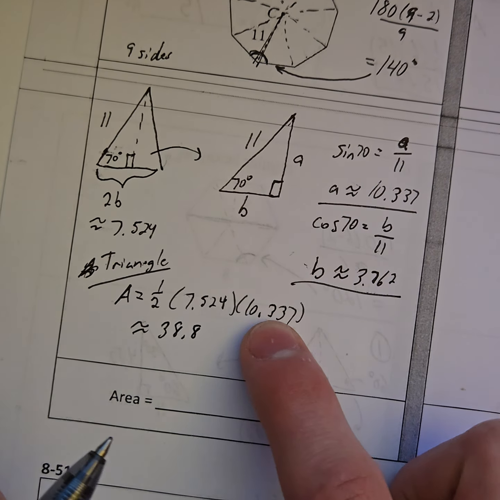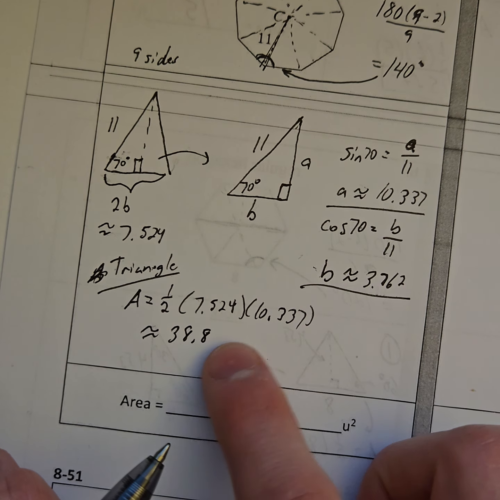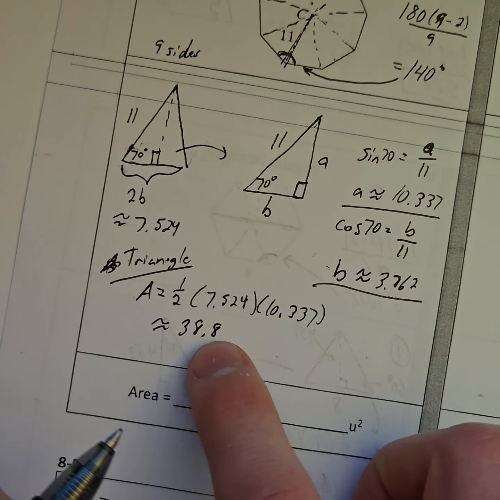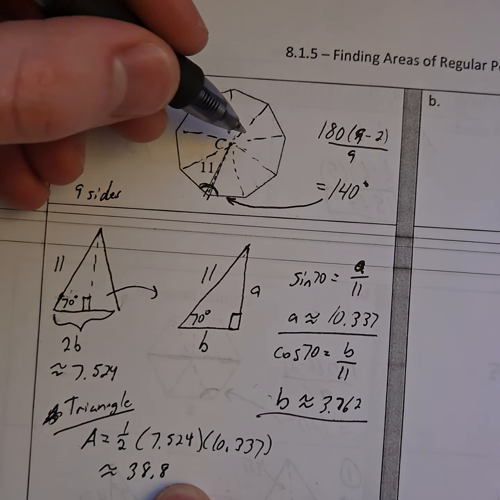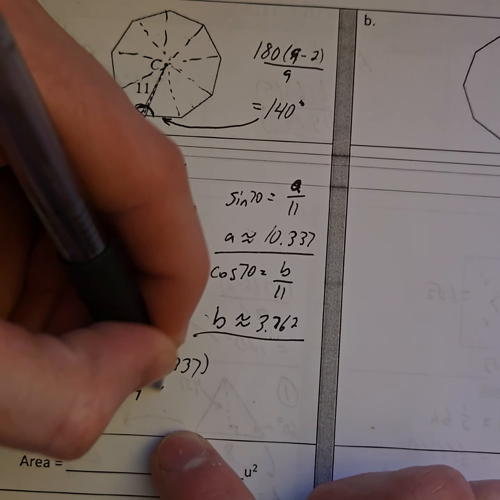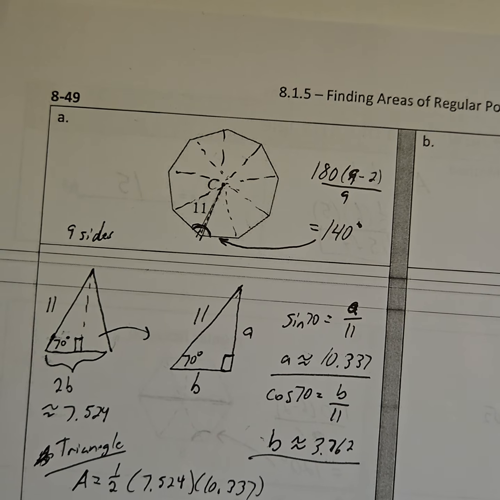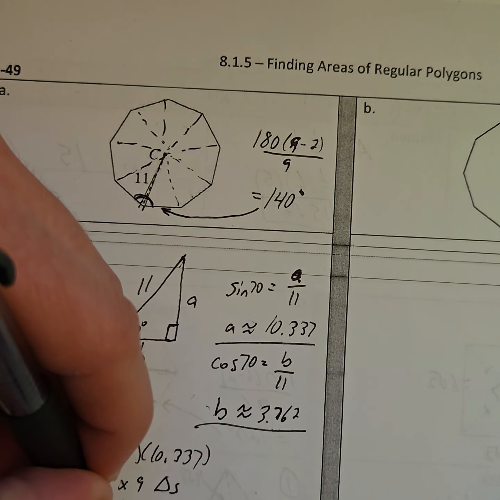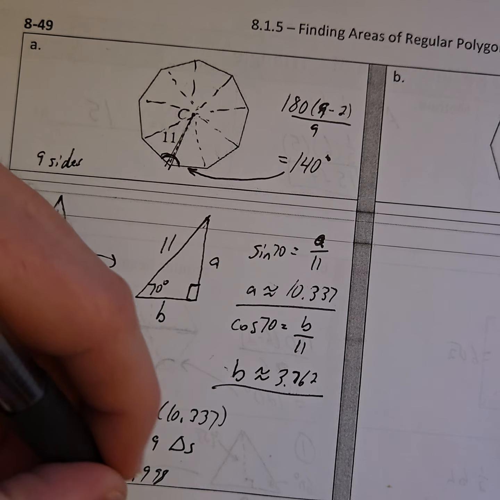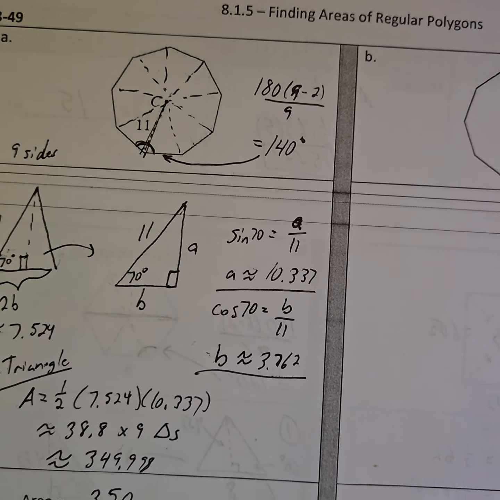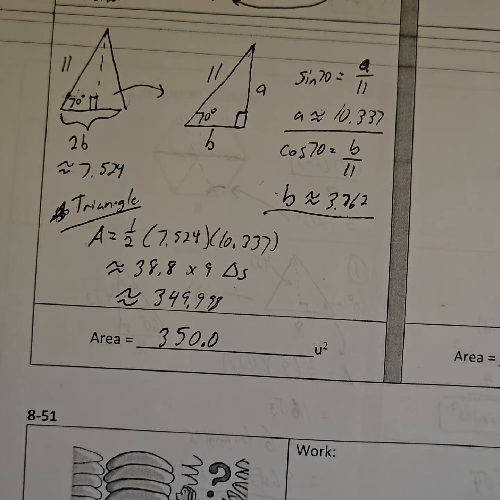Now, if you rounded these numbers differently, you might get a slightly different number. Hopefully, go to a few decimals here. So don't round this yet, because now we have to take this times 9 triangles. So multiply this by 9 triangles. Then our total area of the entire polygon here, you should get around 349.998, or we're just going to round that up to 350 square units.